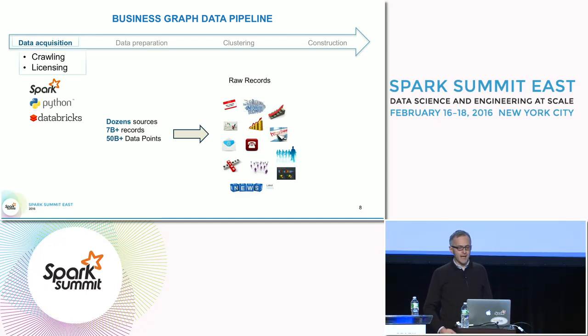For that stage of the pipeline, we use Spark and Python, while for the remaining of the pipeline, we use Scala. Also, we use Databricks Cloud along the way to be able to do things like exploration, reporting, or testing of our pipeline.